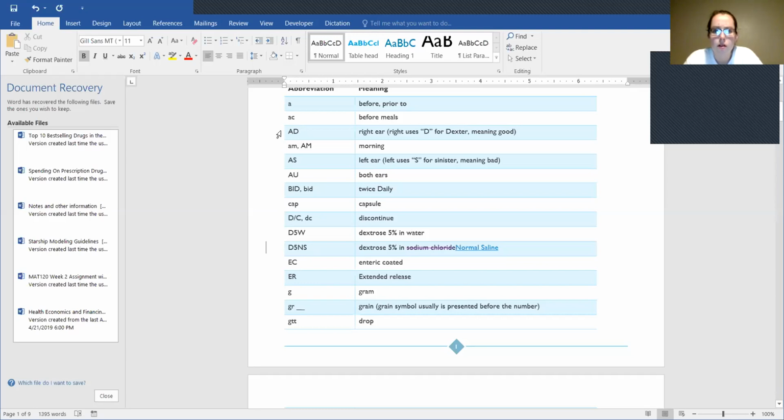In this description here, I'm going to look at three of these, AD, AS, AU. A refers to the ear. Think about it as the aural canal, the aural sense. D stands for right. It comes from the Latin word dexter, which meant good. The AS is for the left ear. The S comes from sinister, which is the Latin word meaning bad.